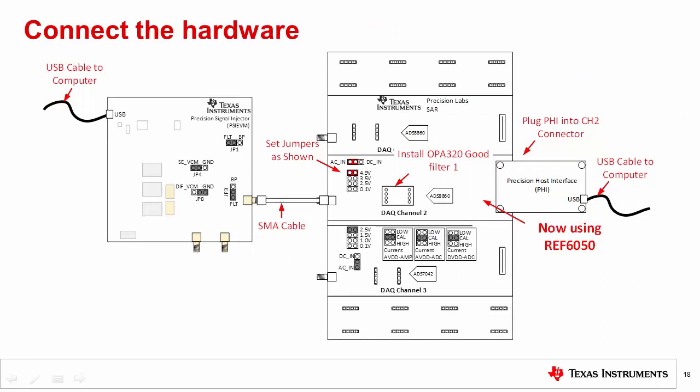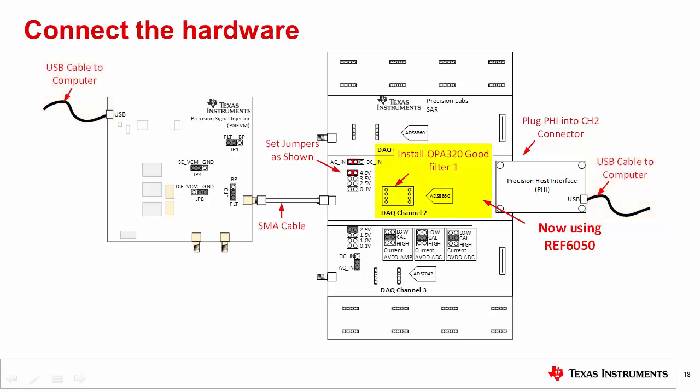Now we will switch to channel 2 on the Precision Labs hardware. First, set the jumpers as shown here. Note that we are changing back to an AC input with the jumper settings. Connect the PSI to the Plabs board using the SMA cable, and connect the PHY board to the Plabs Channel 2 connector. Finally, connect the USB cables to the computer.